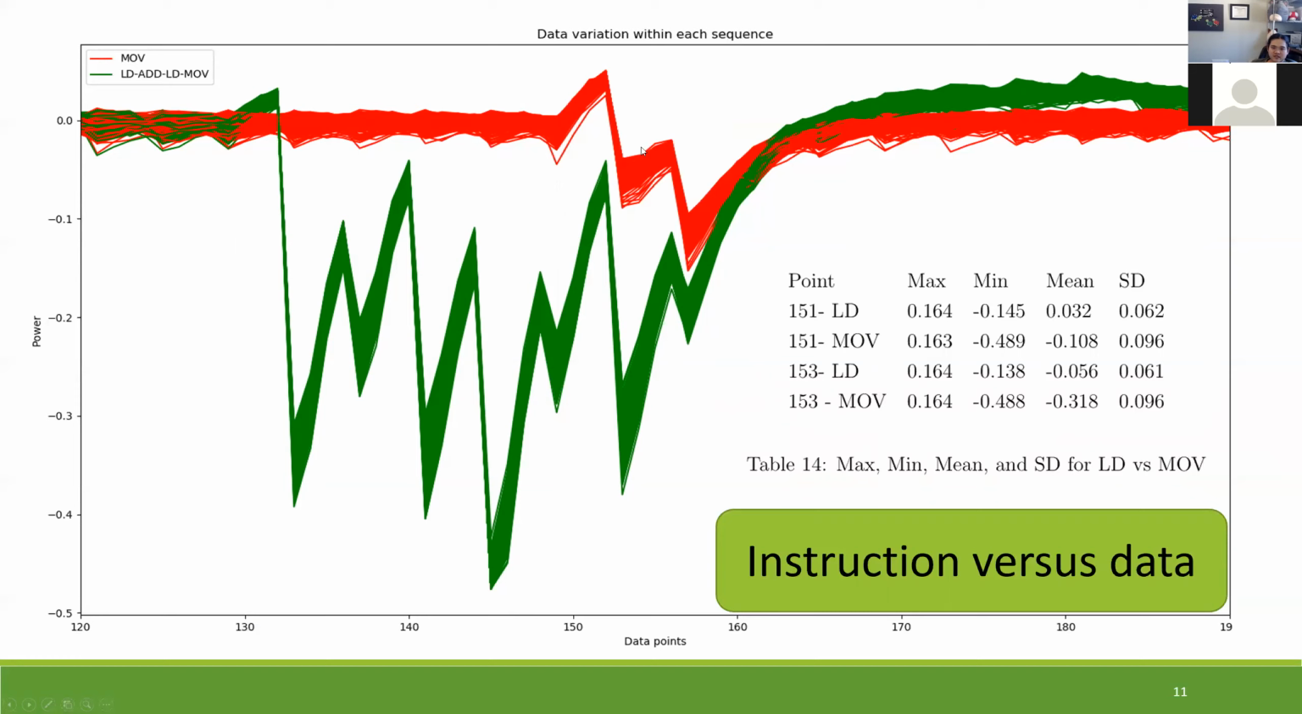We look at the variation here. The variation here and here is going to be the variation in data. This is the data variation. The difference between the green and the red, both of these right here are move instructions. But both of them, the shape changes depending on the instructions coming before the current instruction of interest, okay? You see the mean, max, and standard deviation here. This is the instruction versus the data.